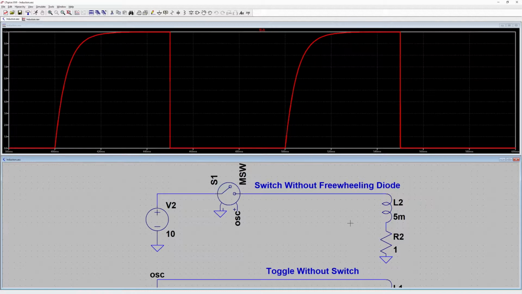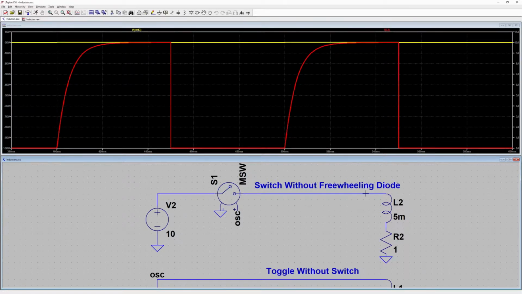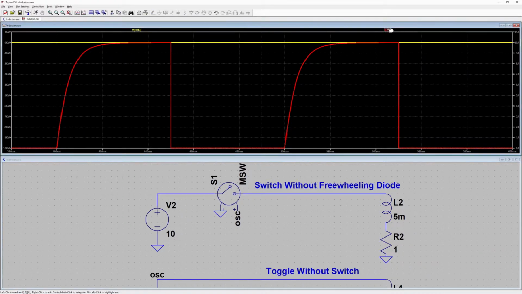At first glance, the current through L2 looks like one might expect. The switch is closed, current builds. The switch opens, and current stops. However, there is one critical detail that is being overlooked. Let's plot the voltage at the node connected to the top of the inductor L2. Oof. 10 kilovolts could cause us a lot of problems.